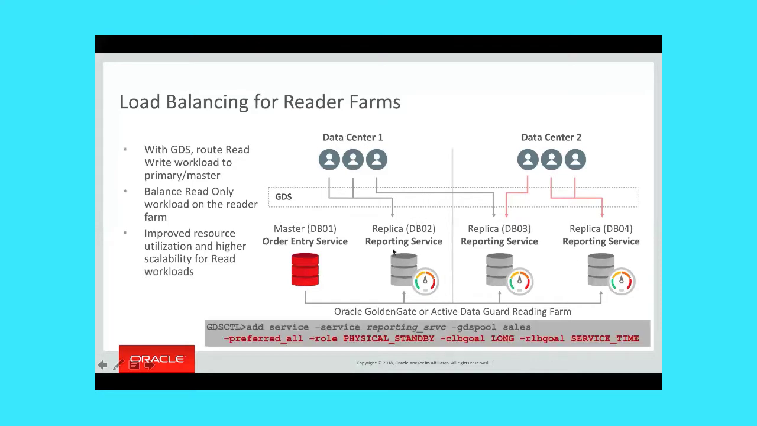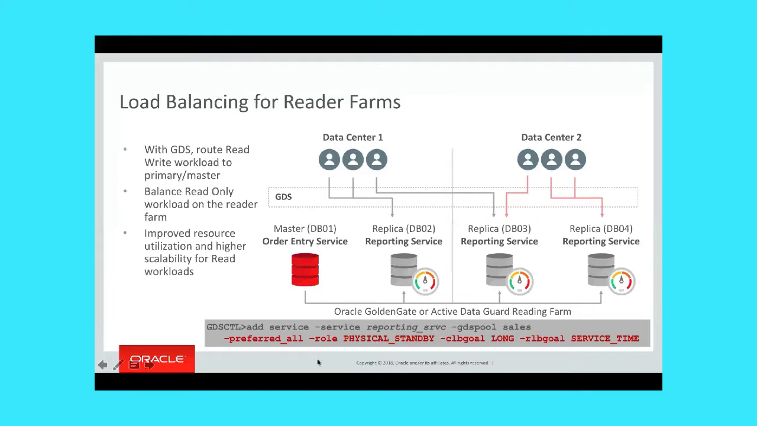To get that, I would create one global service for the order entry, and the second service is for the reporting service. On this pool called sales, preferred all means it can run on any database as long as the role is physical standby. That means it's going to run on these three databases, which are running in standby mode. Then I'm setting two more attributes: one for connection load balancing, long, for the long-lived connections, and the RLB goal, in this case, service time. I have two options, either service time or throughput. So I'm using service time for the RLB goal and long for the connection pool-based clients.